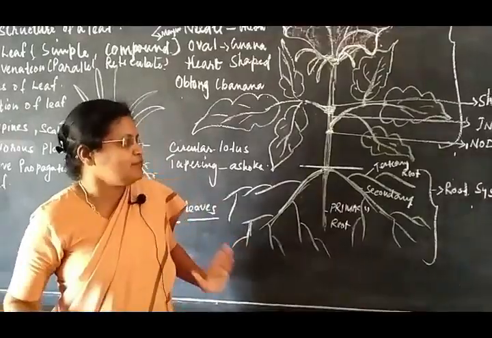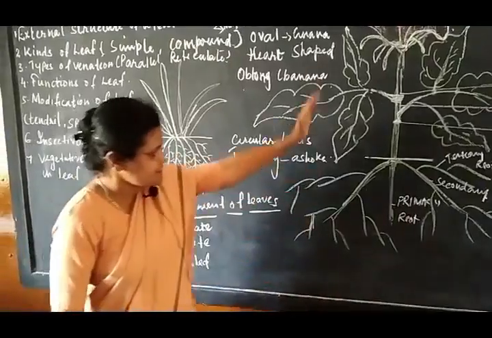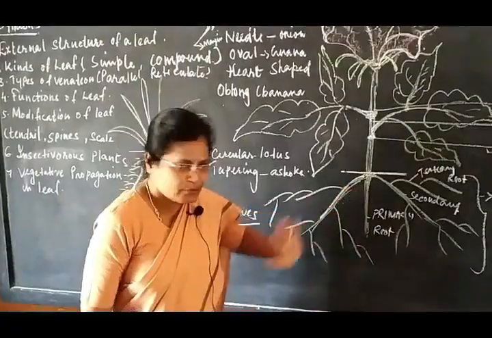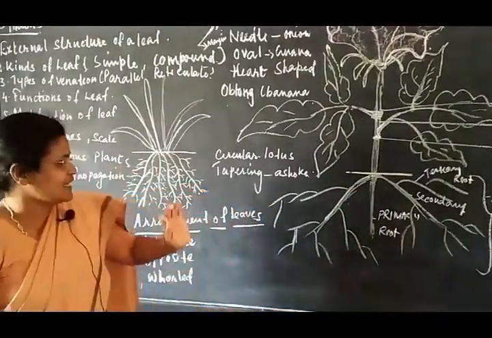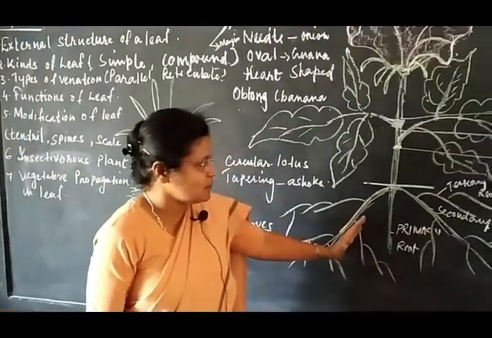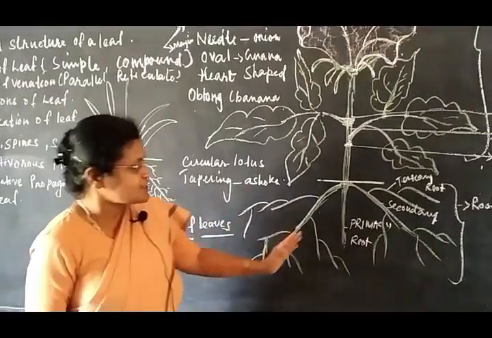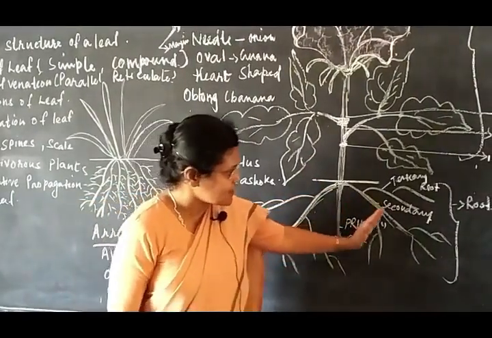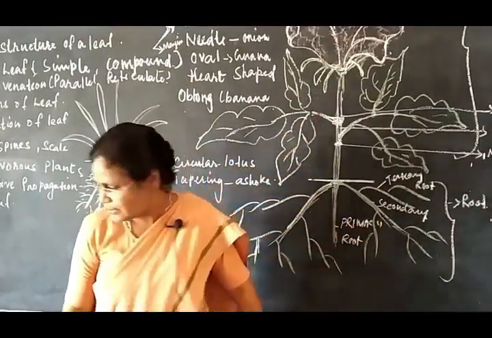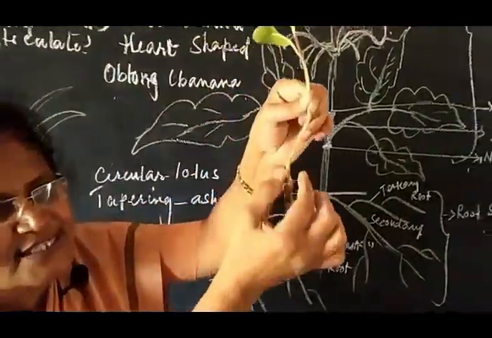Now there are two types of roots. One is taproot, the other one is fibrous root. Now this is a rose plant, and the rose plant is an example for the taproots, whereas the grass is an example for fibrous root. The rose plant has a primary root, a secondary root and a tertiary root, meaning straight down below there is the main root running all along the shoot, the stem.